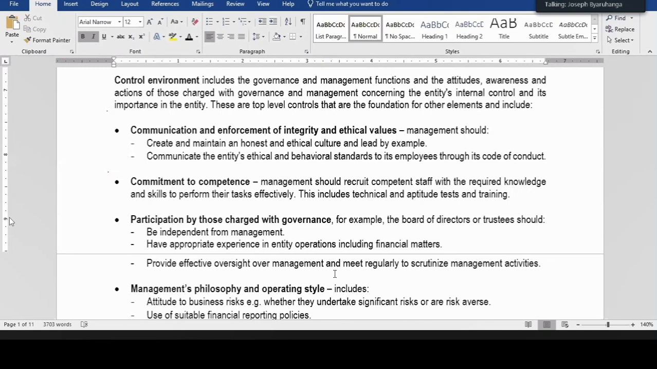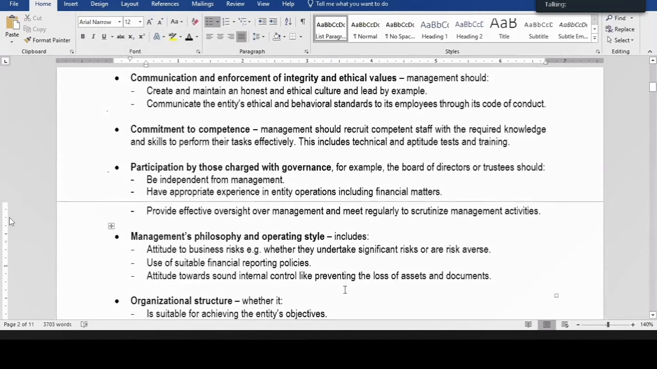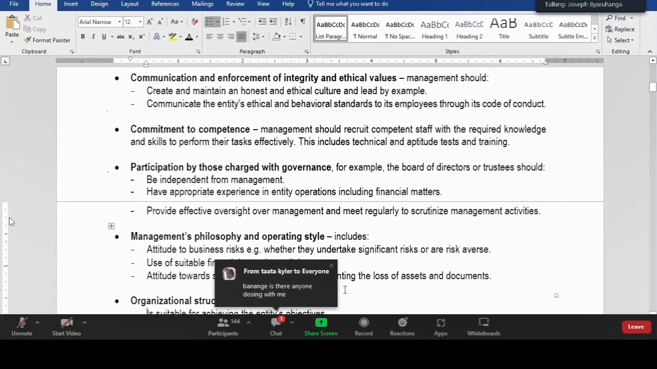Number 4, management style. Management philosophy and operating style. What is this one?